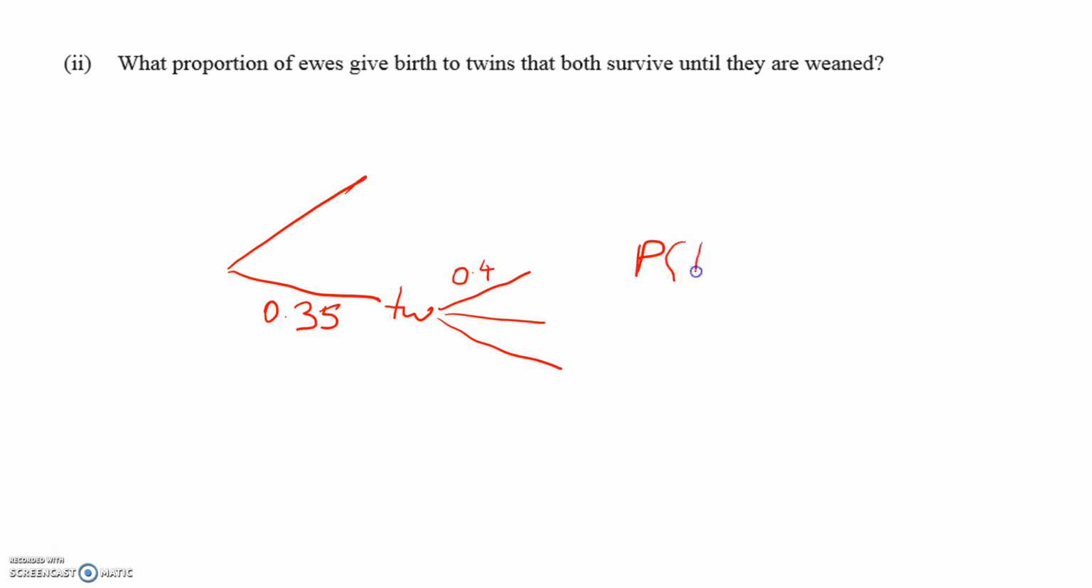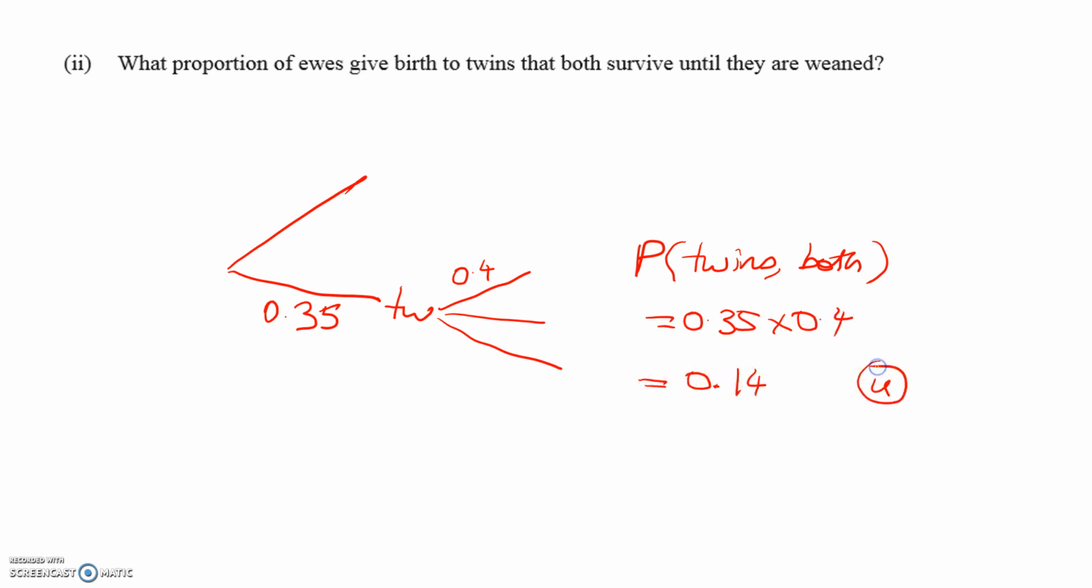The next one is similar. We're asked to figure out the proportion of ewes that give birth to twins that both survived until they're weaned. So again, using the tree diagram, we're going down the twins one, and then we want the bit where both survive. So that's going to be 0.35 times 0.4. And that gives us a probability of 0.14. So both of those are fine. They're pretty typical achieved questions, and this is where it starts to get a bit more interesting.